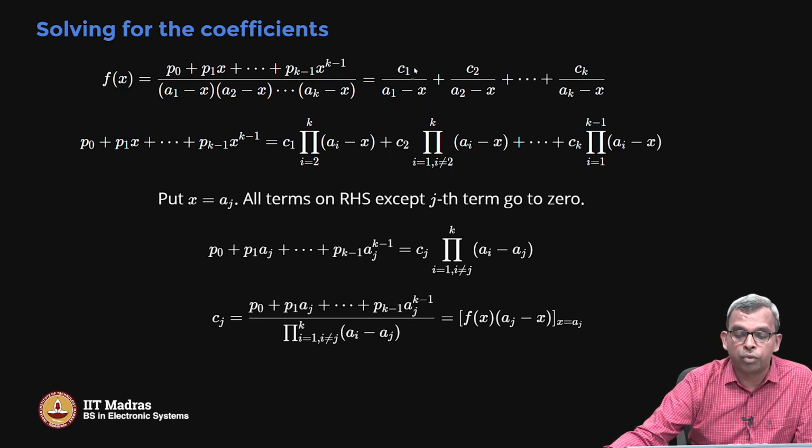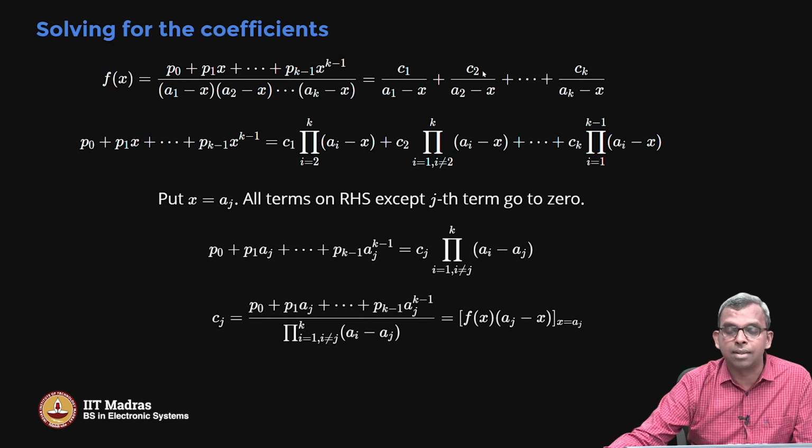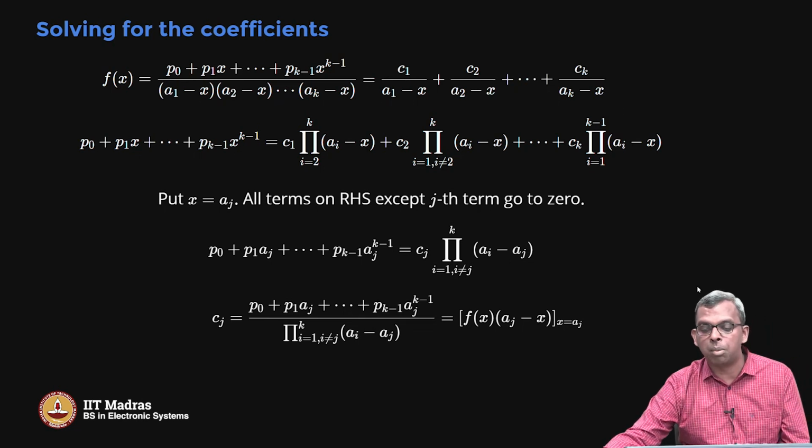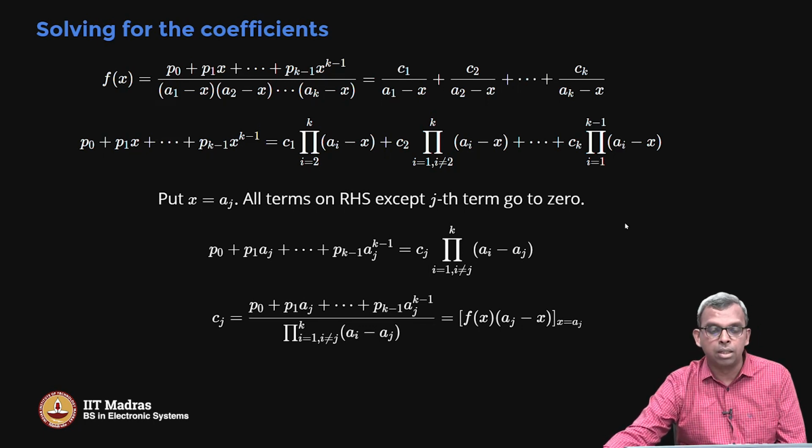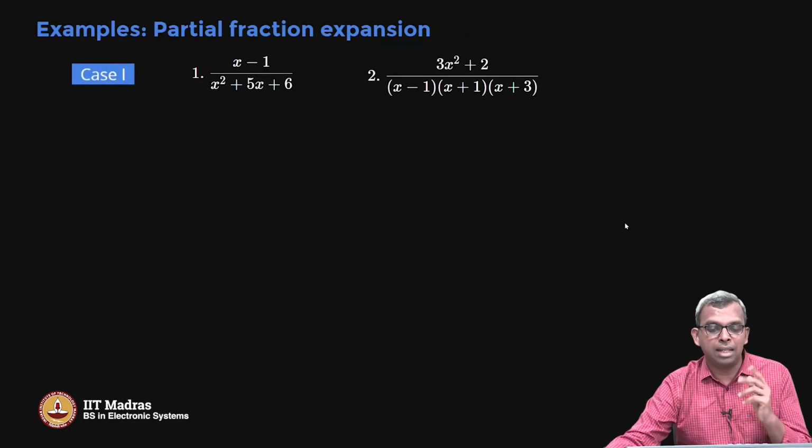What do I do? To find C1, I imagine this f of x, I forget about this a1 minus x, put x equals a1 and evaluate it everywhere else, that guy will be equal to C1. How do I find C2? I imagine this guy without this a2 minus x, this is gone, and then I put x equals a2 in the remaining things, whatever that is, is C2. Okay, so this is a very easy way to remember how to find the partial fraction expansion for these kinds of terms. Okay, so I hope this is clear. You can solve for the coefficients. Okay, so let's see a bunch of examples.